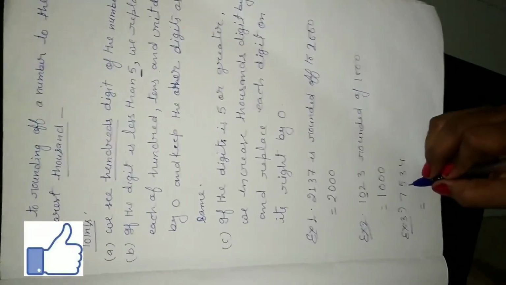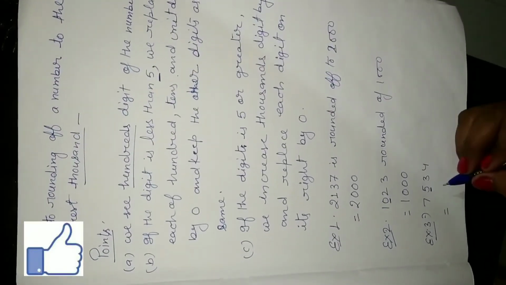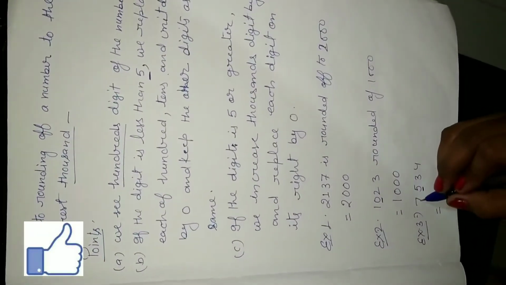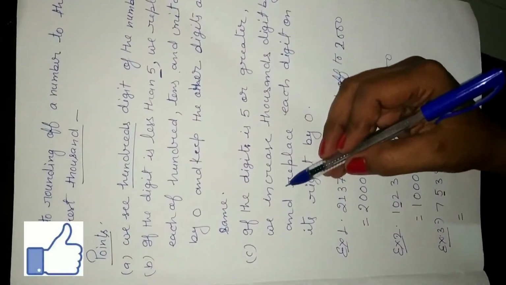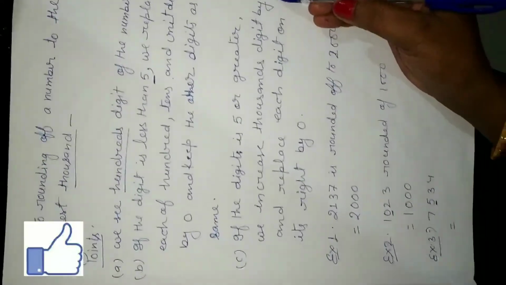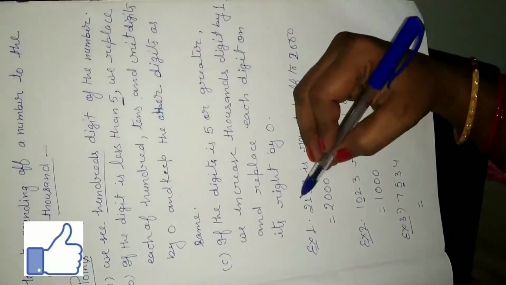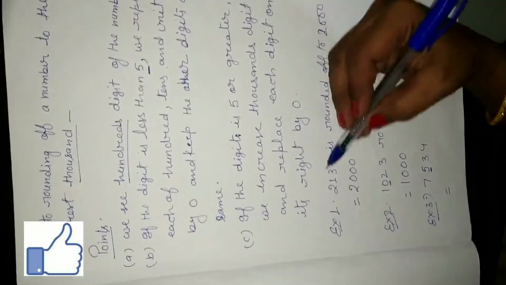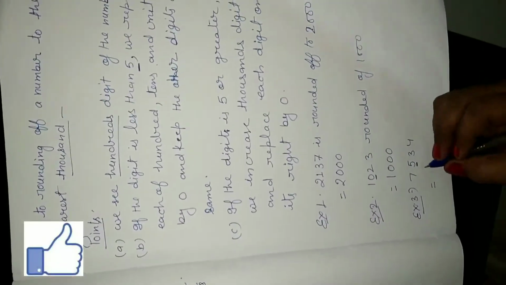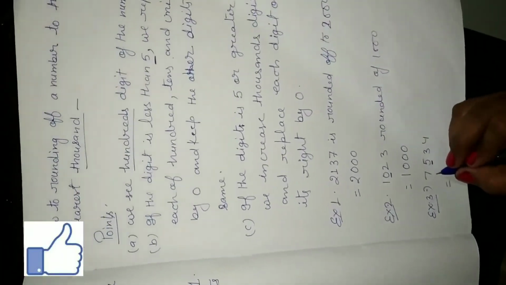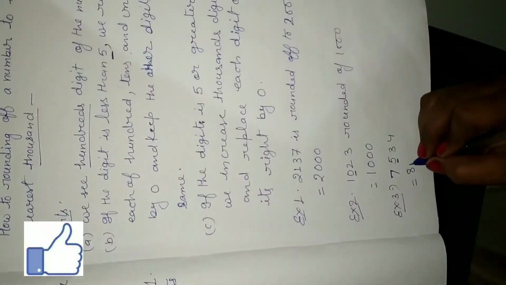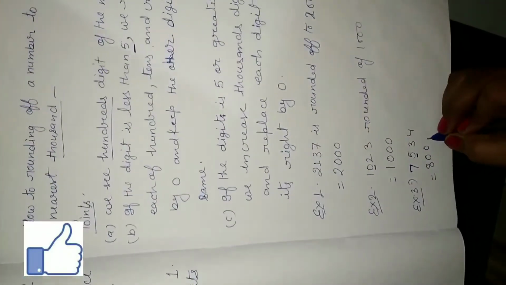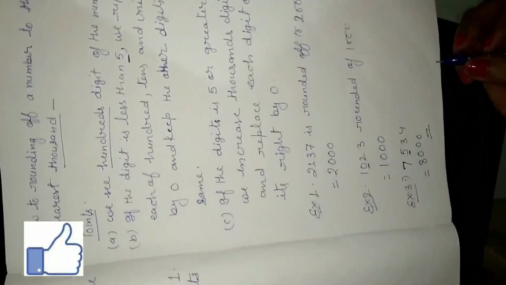7534. Here we see 5. The hundreds digit is 5. Then we increase the thousands digit by 1. If the digit is 5 or greater than 5, we increase the thousands digit by 1 and replace each digit on its right by 0. So here it is 5, so we increase the thousands digit by 1, means 8. 8000 is the final answer.